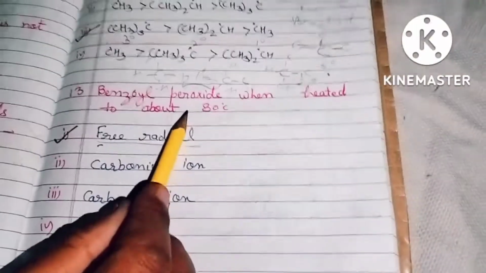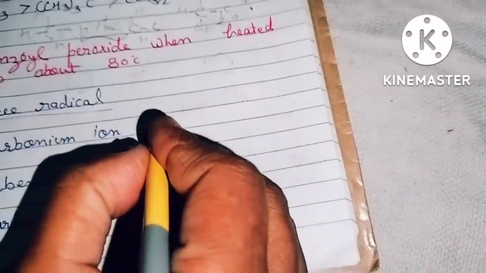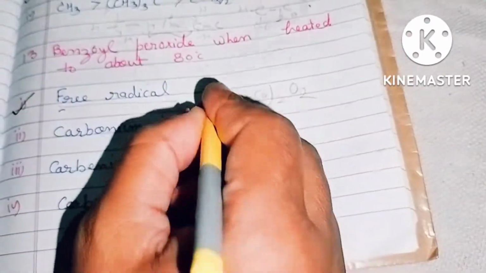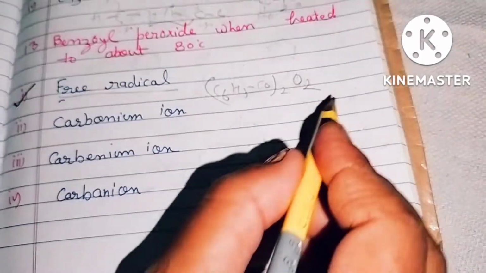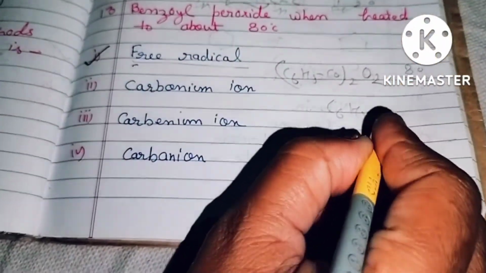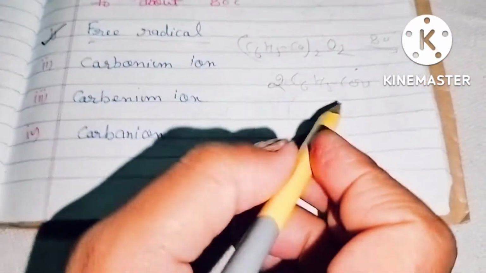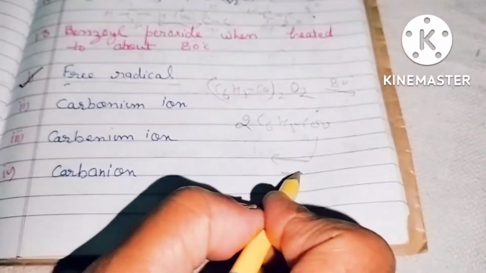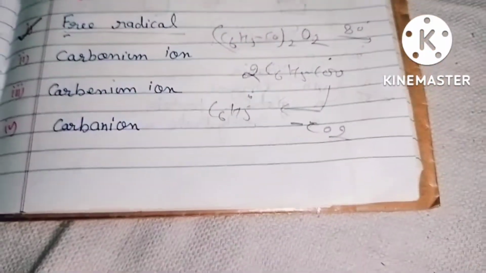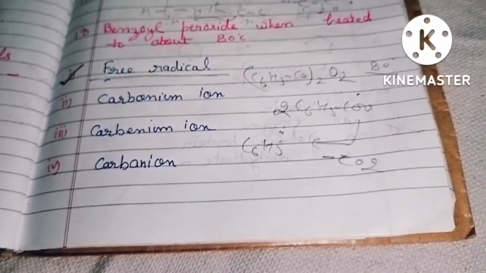Next, benzoyl peroxide when heated to about 80 degrees temperature. We know benzoyl peroxide is C6H5CO-O-O-COC6H5. When heated to 80 degrees, it gives the free radical C6H5COO. And when two molecules of these are obtained, they break with removal of CO2, and give C6H5 free radicals. Benzoyl peroxide is the base of free radical reactions.